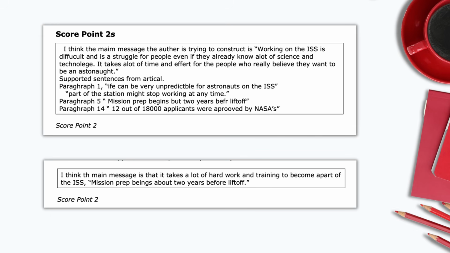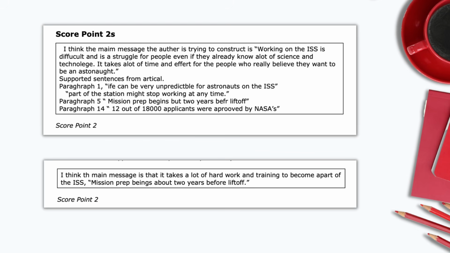The next one, I think, is a great example of what a short answer, but correct, might look like. "I think the main message is that it takes a lot of hard work and training to be a part of the ISS. Mission prep begins about 2 years before liftoff."